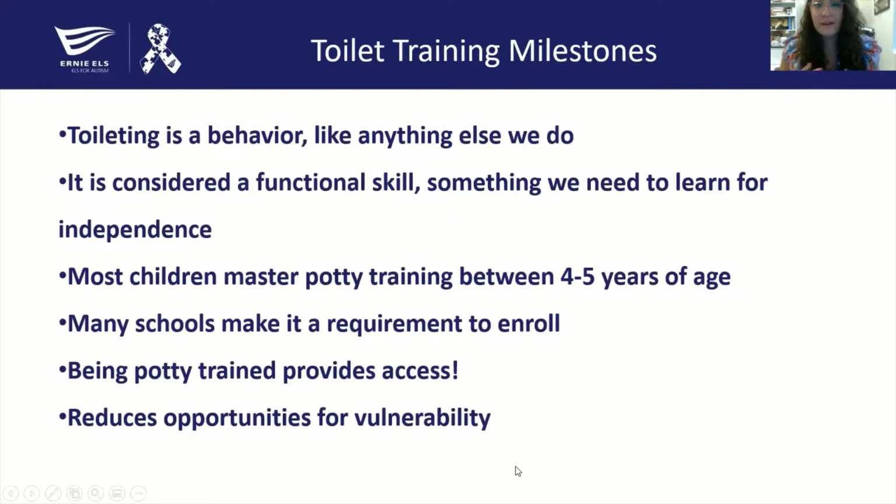So there are a few milestones for us to consider when we're thinking about toilet training. And like anything else, toileting is behavior. It is considered a functional skill, something we need to learn for independence. Most children master potty training between 4 and 5 years of age, but it is recommended to get started once the prerequisites are showing signs, and we're going to get to that next.